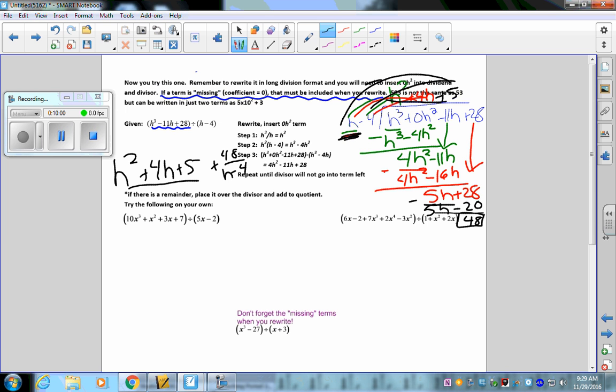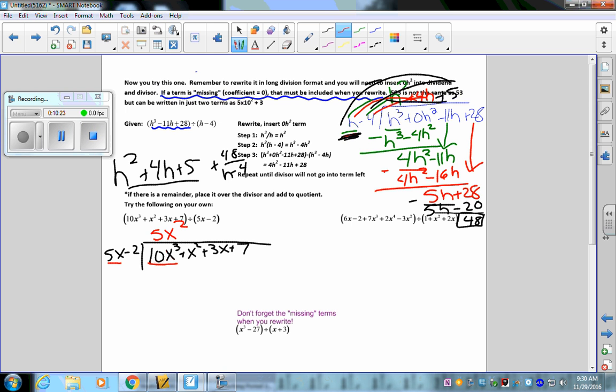Let's do the next one. X cubed, x squared, x, constant. Not missing any terms. 10x cubed plus x squared plus 3x plus 7. 5x minus 2 goes on the outside. All right, and we start the process. Divide, giving me 5x squared.